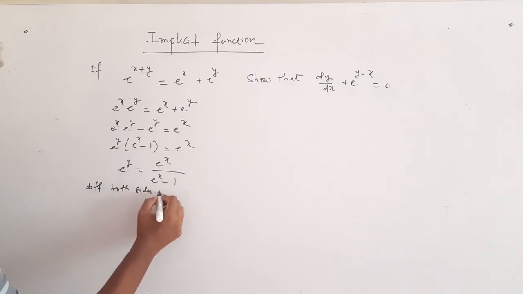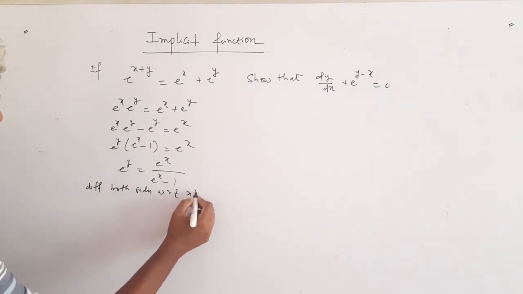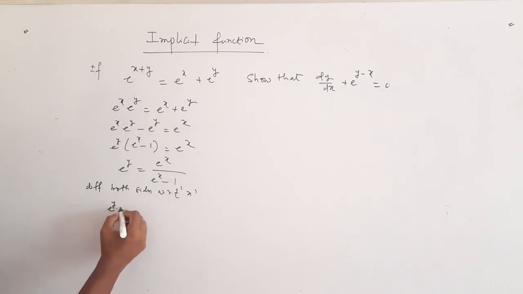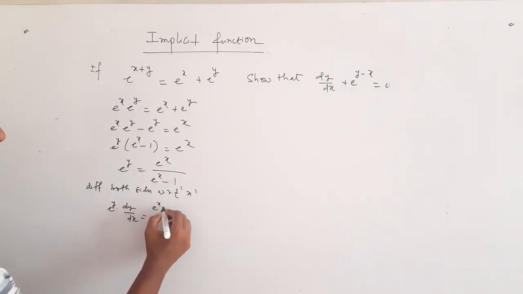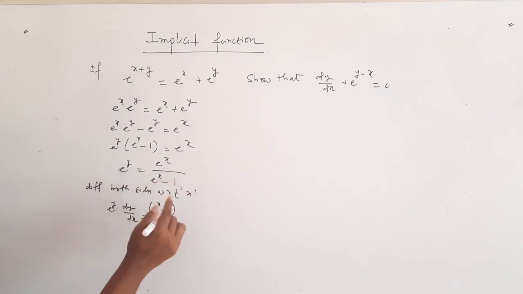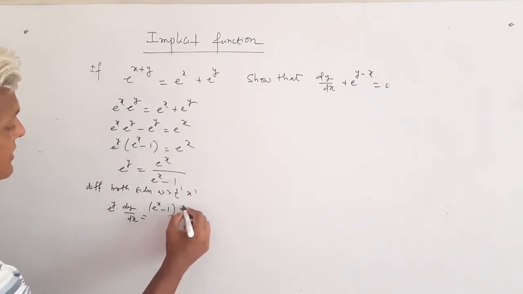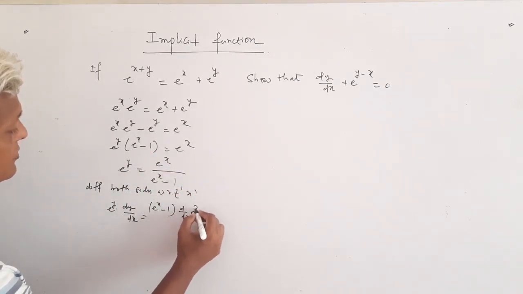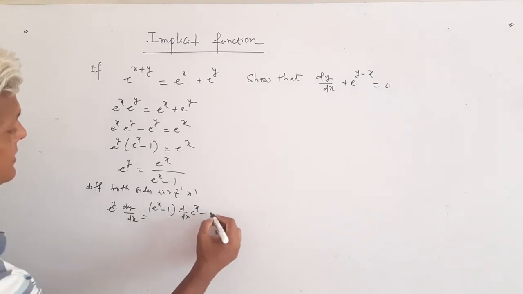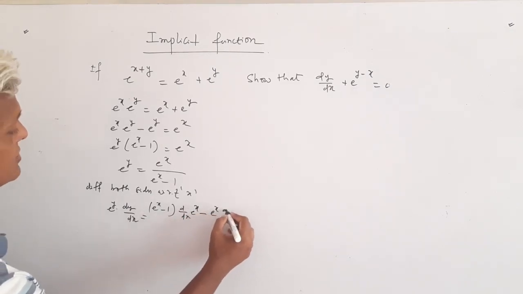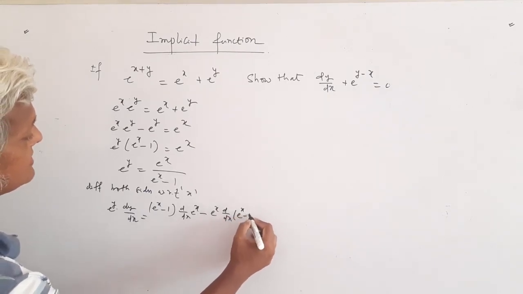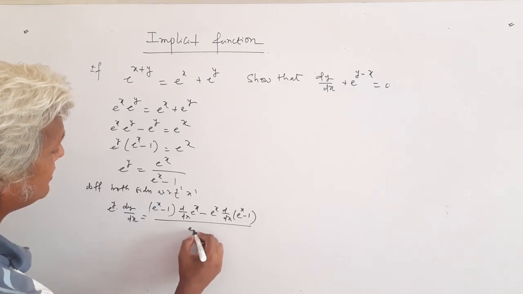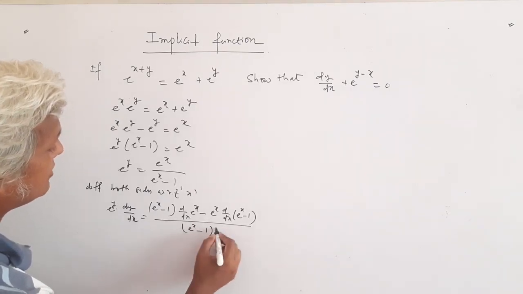differentiate both sides with respect to x. This will become e^y into dy by dx, and this is the u by v rule, so it goes like this: (e^x minus 1), denominator as it is, then differentiation of e^x, minus e^x constant, and this is d by dx of (e^x minus 1), over (e^x minus 1) whole square.